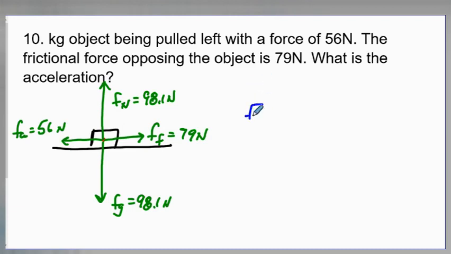To solve this problem, the first thing we need to do is find our net force. Once again, this is our force applied, subtract our force of friction. Be very, very careful about the use of positives and negatives. I'm treating this as a positive 56 newtons and a positive 79 newtons.